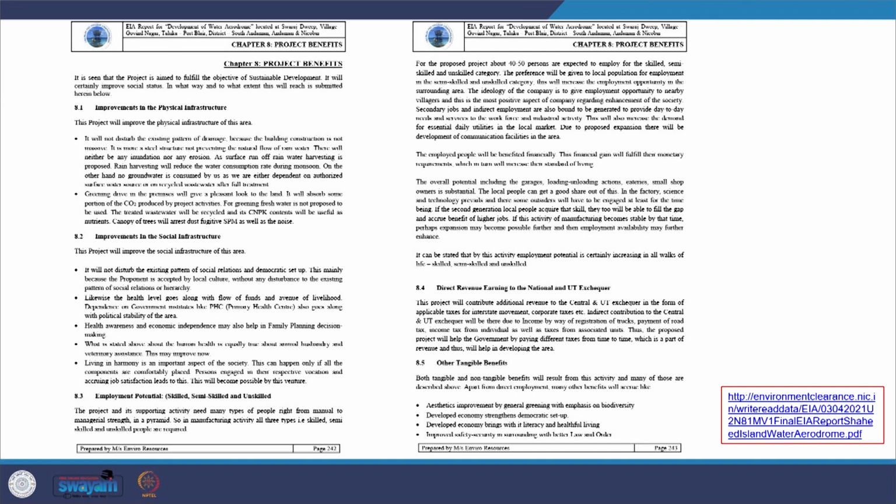Like aesthetic improvement, there'll be developed economy strength, there'll be economic strengthening in this, and then it is also expected to bring literacy and healthfulness and improve the safety and security. However, we do not see how this would be really done here, but that's given as a descriptive statement here. So that was part of the project benefits. So it writes about a number of positive benefits of the project.